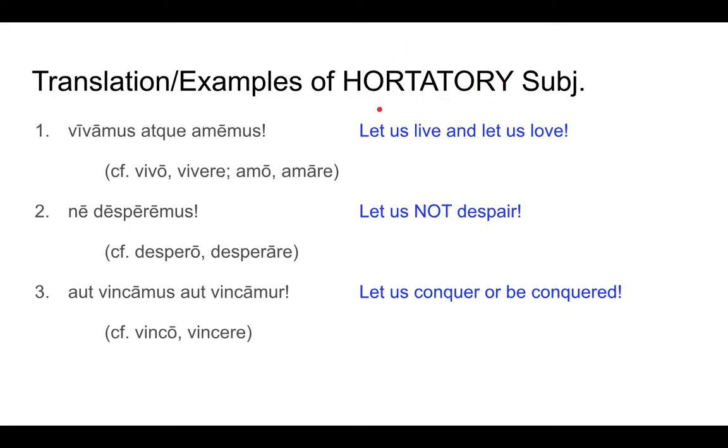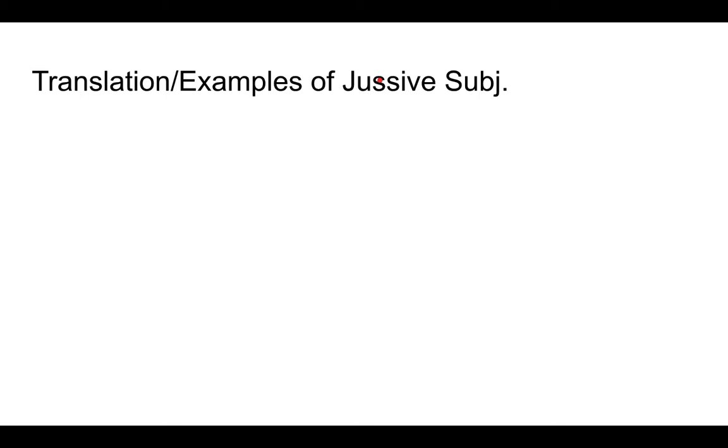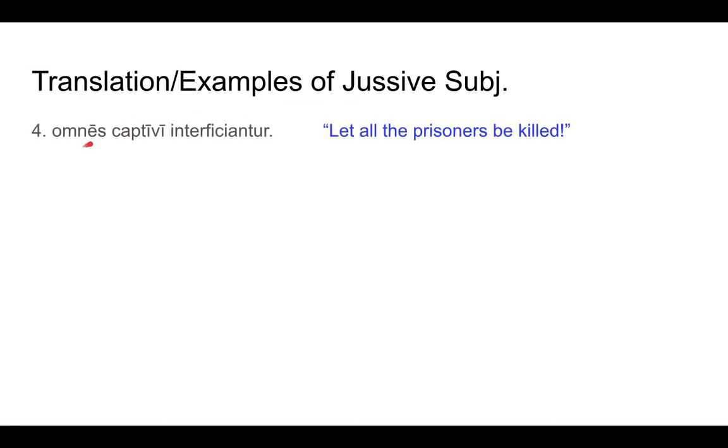Let's do it. The jussive subjunctive, if you'll recall, is third person. Omnes captivi interficiantur. Look at that gorgeous IA right there. That is so present subjunctive. But it's the main verb. Let all the prisoners be killed. Oh my gosh, don't you guys love studying Latin? Only in Latin would you get an example sentence like that. Let all the prisoners be killed.